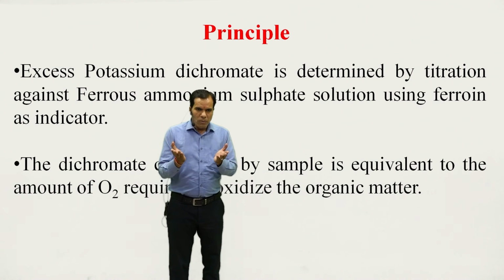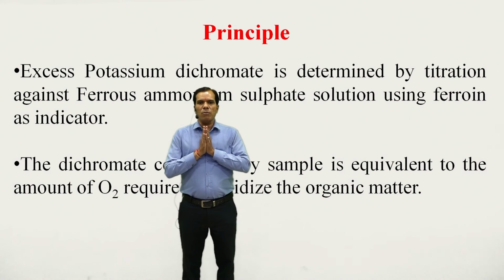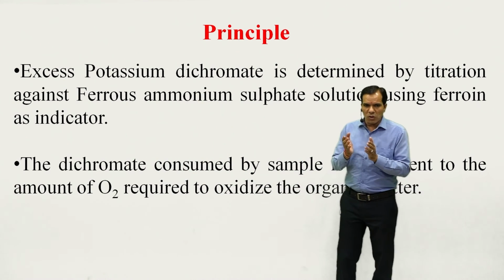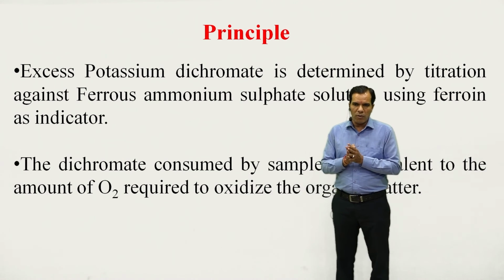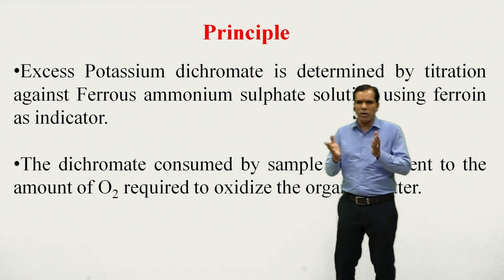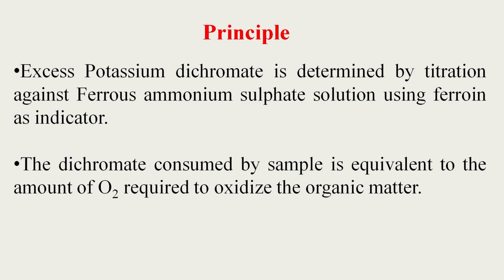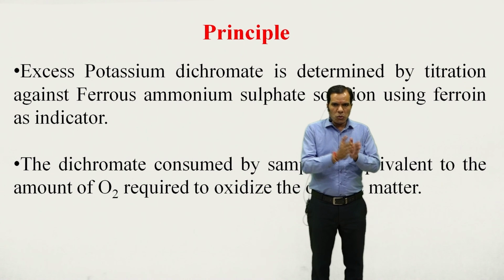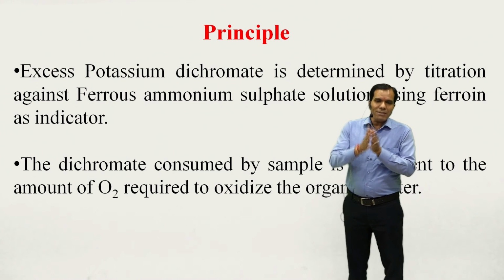We know, and previously I have already discussed, that standard ferrous ammonium sulfate solution is used to perform this experiment. The normality of this ferrous ammonium sulfate solution is 0.25 N. We will use Ferroin indicator. The dichromate consumed by the sample is equivalent to the amount of oxygen required to oxidize the organic matter. It means excess dichromate is used to determine the oxygen required to oxidize organic matter.